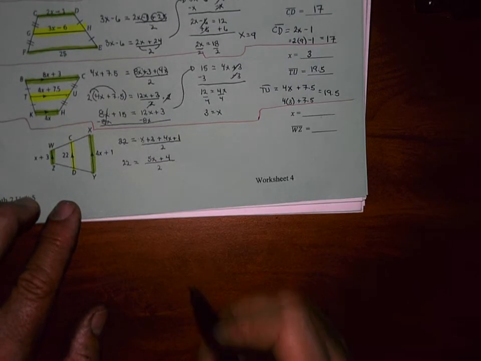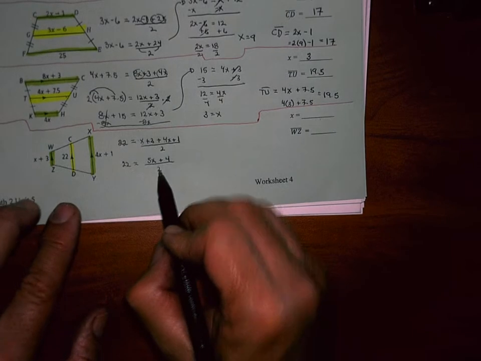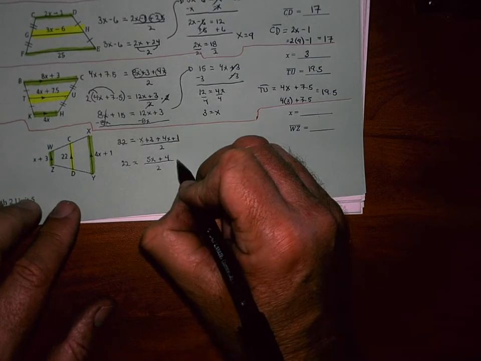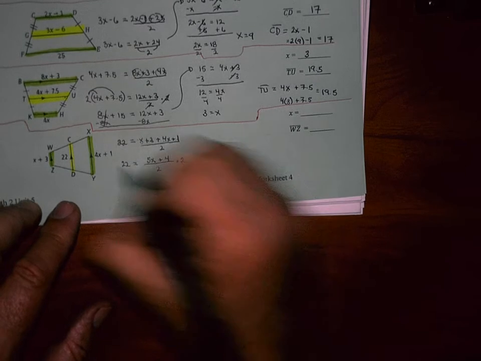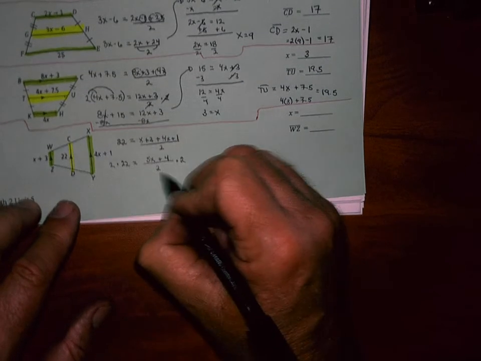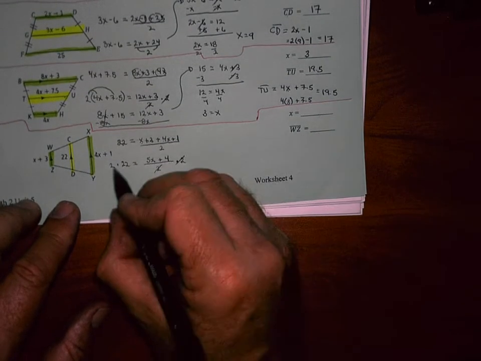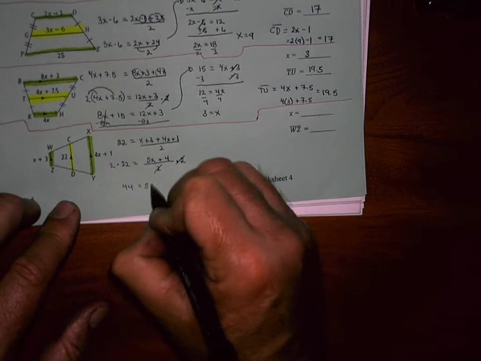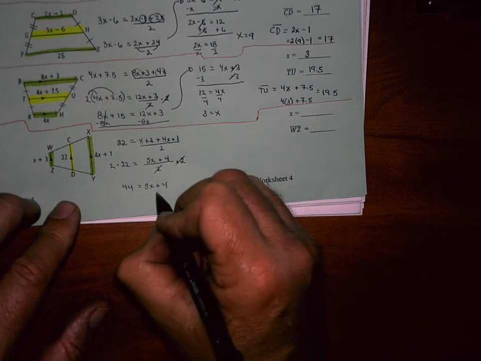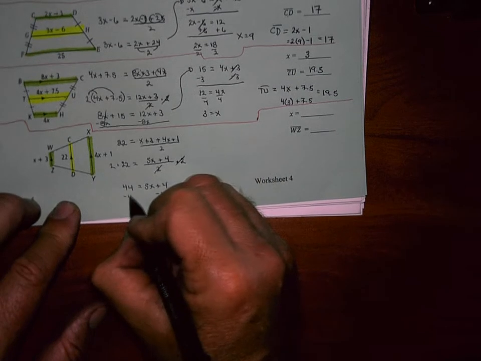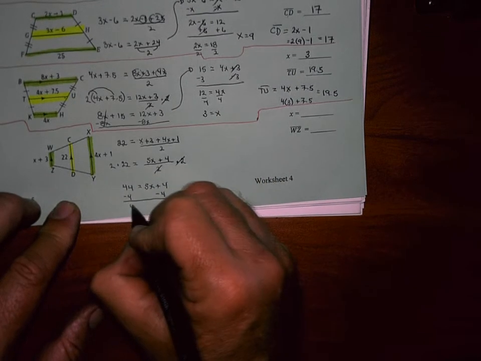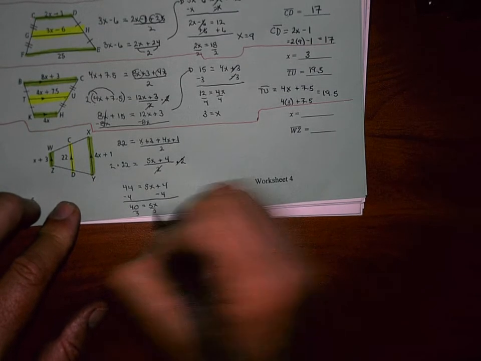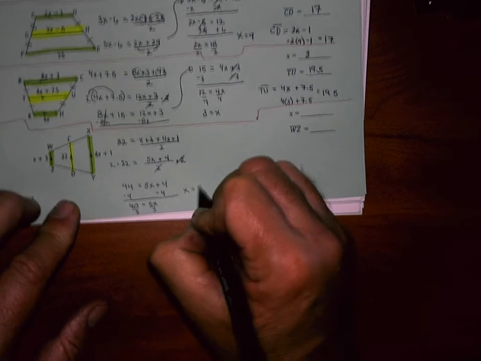Okay, so now I'm dividing by 2. Should I divide by 2? No, because 2 does not go in the 5. So remember, your other option is to multiply both sides of the equation by 2. That would eliminate those 2's. 2 times 22 is 44. That is equal to 5x plus 4, and I continue to solve. Subtract 4 from both sides. That gives me 40 is equal to 5x. I divide both sides by 5, therefore x is equal to 8.